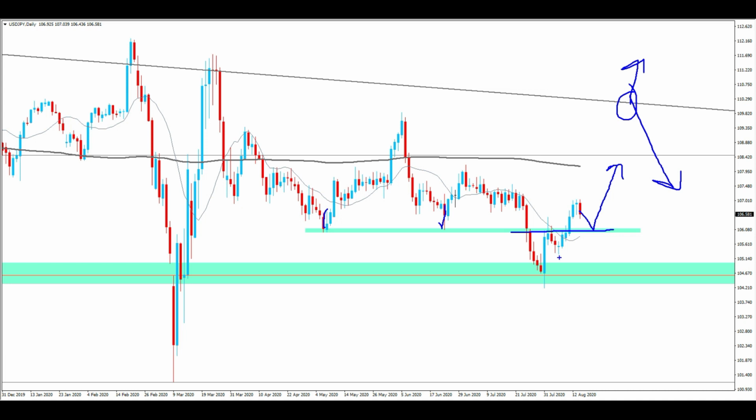And as for entries, you can simply wait to see if we get a move back down to this daily level. Then you can look for entries on the 4 hour and the 1 hour time frame to try and catch the next move to the upside. Or again, if it keeps moving up, just wait for price to have those pullbacks and look for entries there.